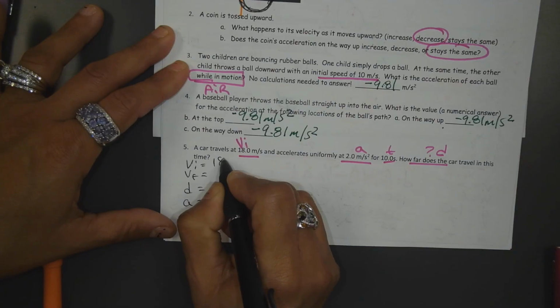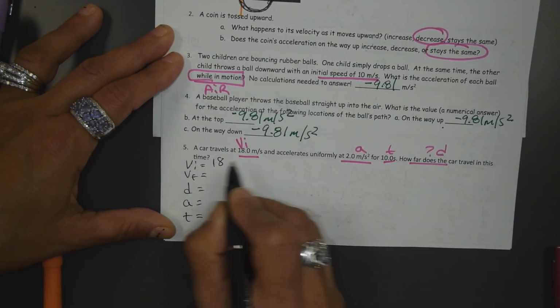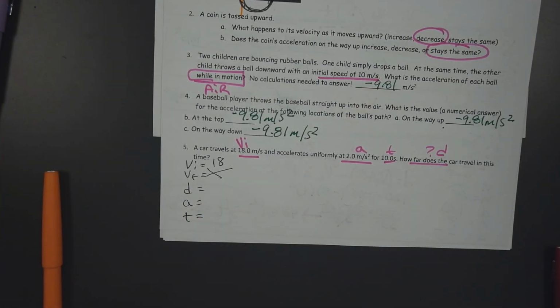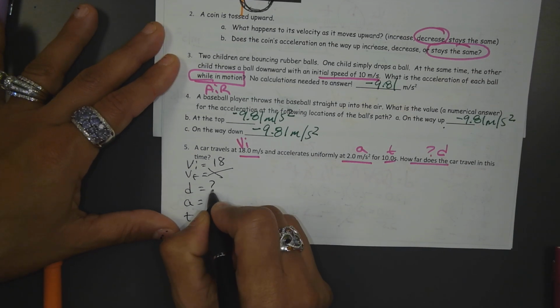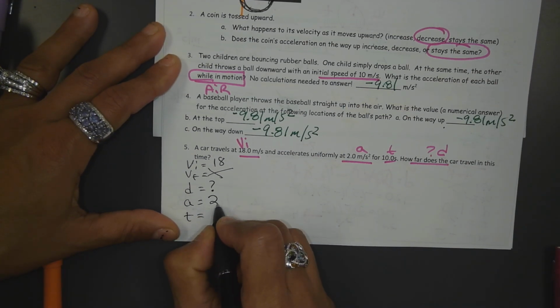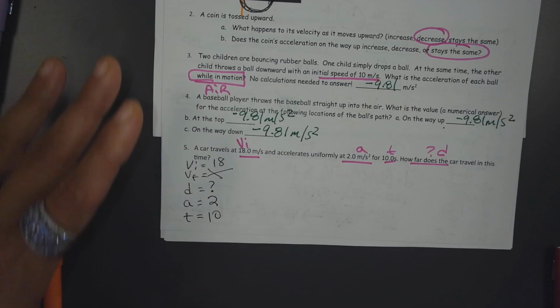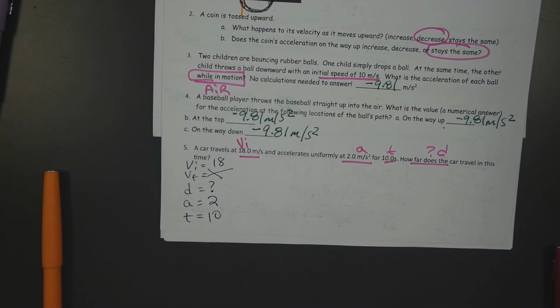VI is 18, but when I look at those variables, I don't see any VF, so I'm going to put an X. Distance is my question. A is 2, and T is 10 seconds. Okay, if T was in minutes, I would need to convert it. So I'm looking for my distance, and my distance is going to be in meters.